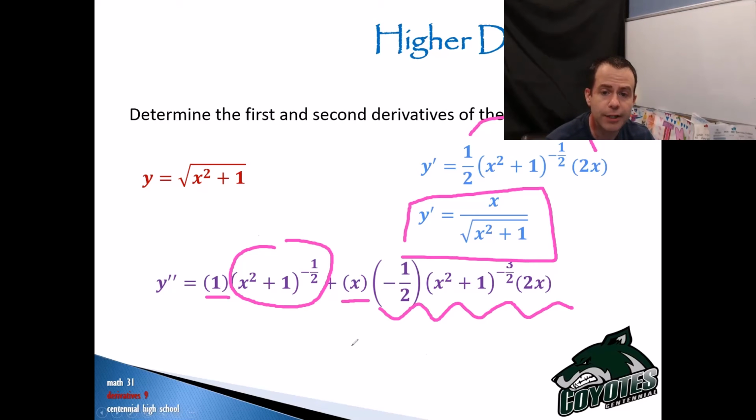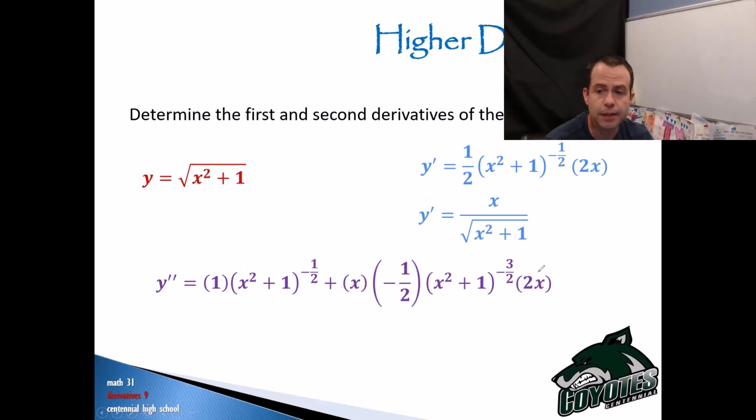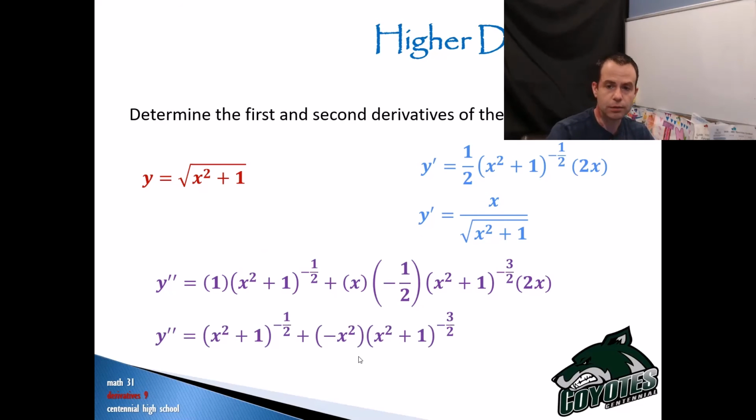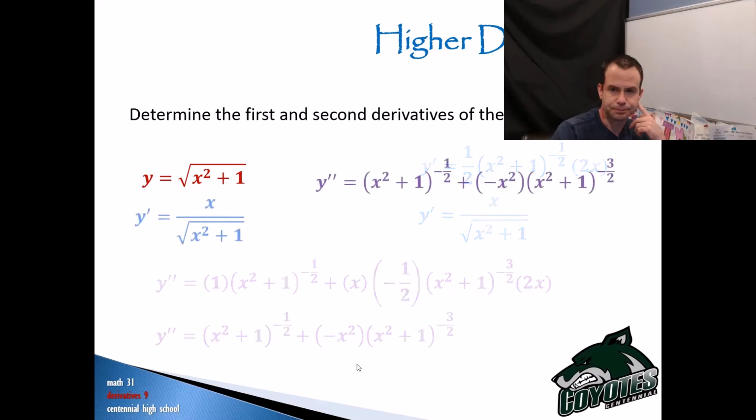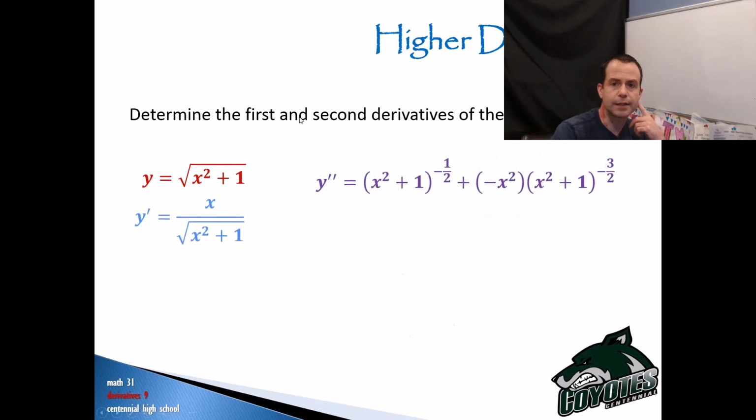Okay, so now I just need to work on cleaning this up a bit. 2x times the negative 1/2 and times the x, that's going to give me negative x squared. Okay, so if I clean that up, just erasing my ink there, I get that negative x squared there. Now I'm just going to write that on the next slide so that we can just keep doing some work with it.